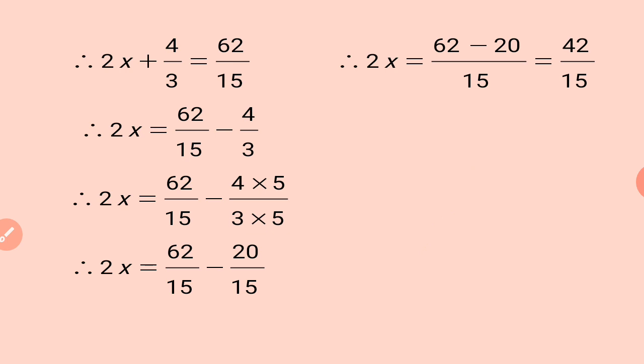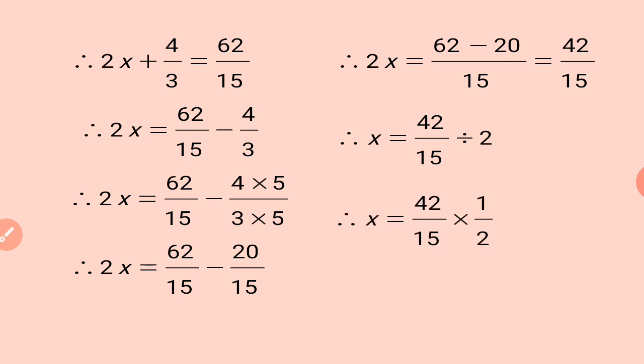2 is multiplied to x. On the other side it will be divided. When you solve it, you get x to be equal to 21 upon 15. This can be reduced further. So x is equal to 7 by 5, and this was nothing but your length of equal sides.